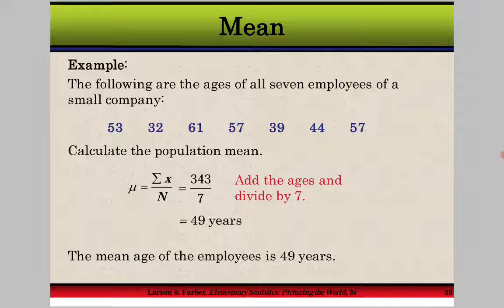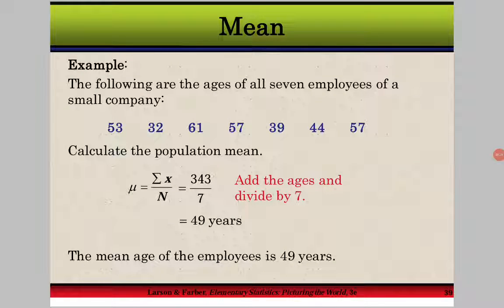Small x is an individual element. Sigma x means the sum of all the elements. So what is the mean? Mean mu equals sigma x by capital N, that is 343 by 7. Add the ages and divide by 7, that is 49 years. So the mean age of the employees is 49. What is the mean? Mean is the central point of the given sample data or information.